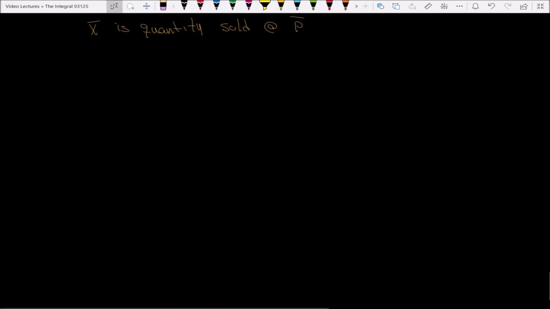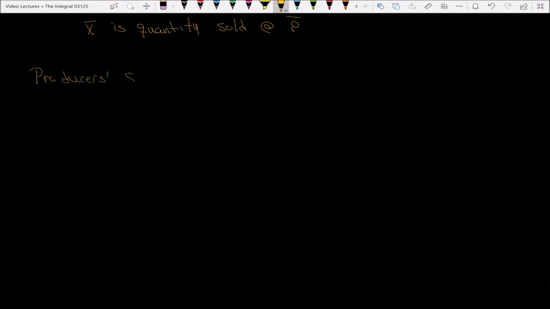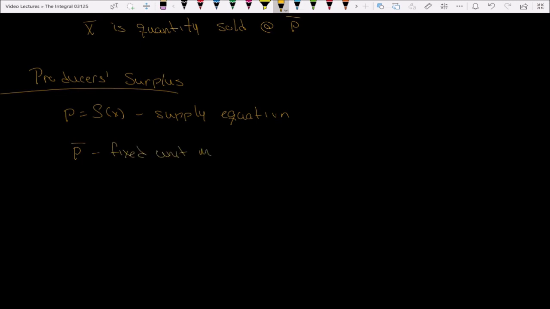Now looking at producer's surplus. We're going to say P equals S of X is the supply equation. This relates the unit price P of a certain commodity to the quantity X that a supplier will make available. Once again, we're going to say that P bar is a fixed unit market price, and X bar is the units made available for P bar.